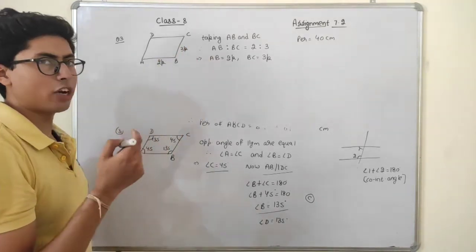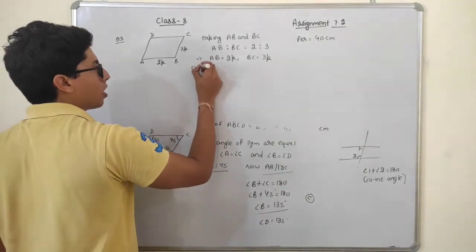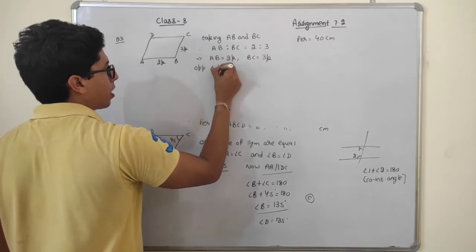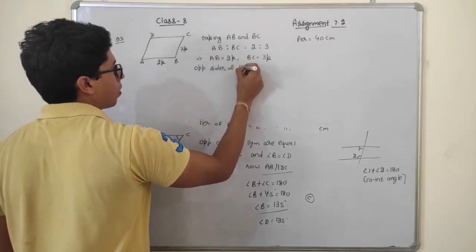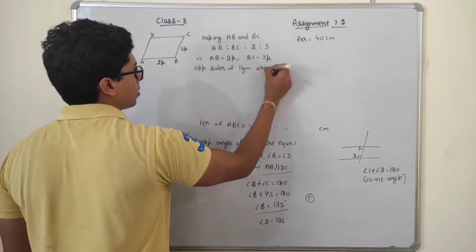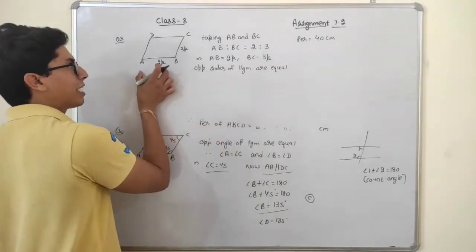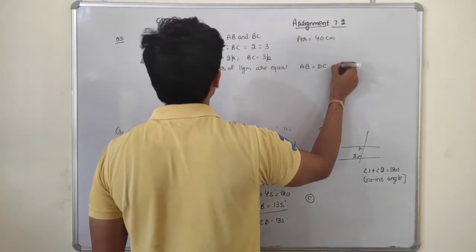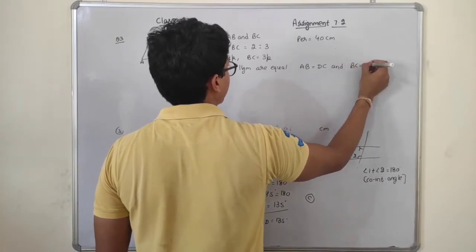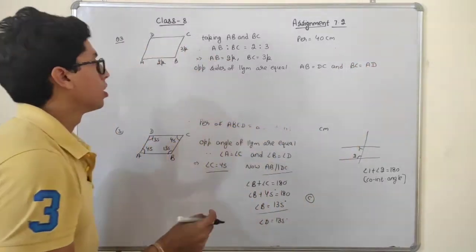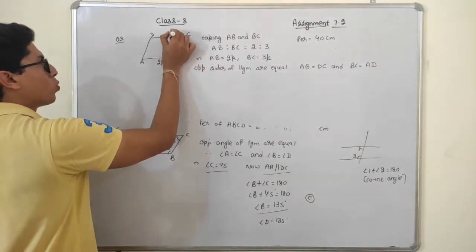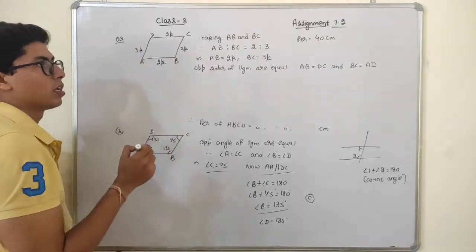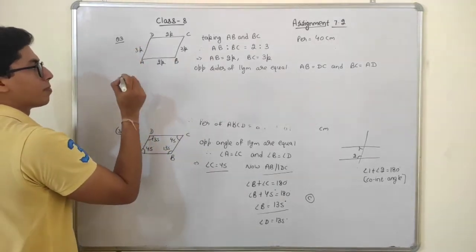Now students, opposite sides of a parallelogram are equal. So I can say that AB is equal to DC and DC is equal to AD. Okay. So AB is 2K, so DC will be 2K. This is 3K, so this will be 3K as well.